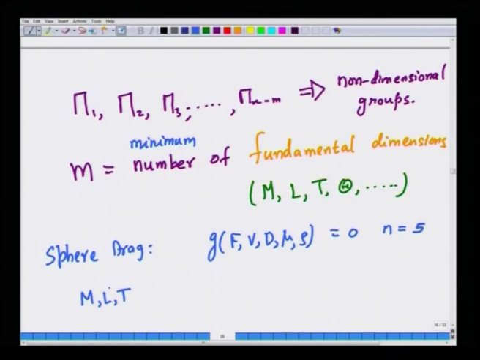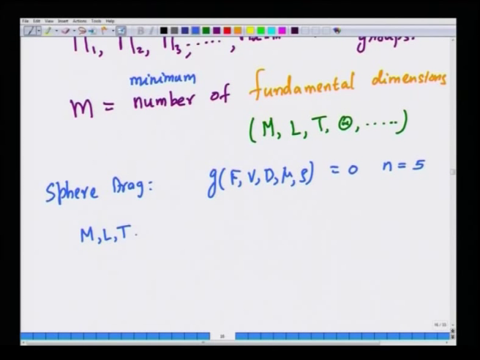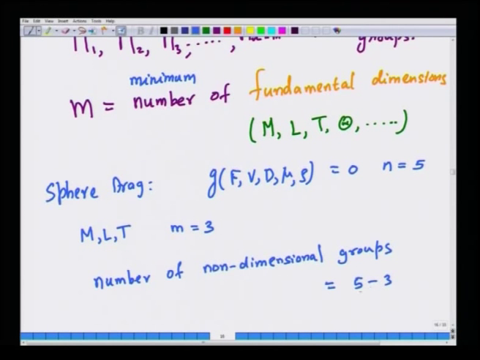If you look at the dimensions of all the parameters, okay, then you will find that there are only 3 fundamental dimensions. So, m is 3. With these 3 fundamental dimensions, we can describe the dimensions of all the variables. This is the minimum number of fundamental dimensions that are used to describe the dimensions of all the physical variables present in the problem. So, that is 3 for this case. So, what the pi theorem is telling us is that the number of dimensionless or non-dimensional groups is 5 minus 3 is equal to 2.